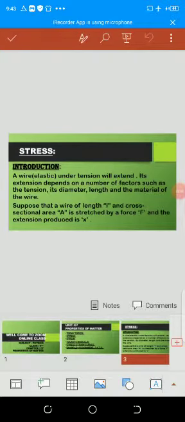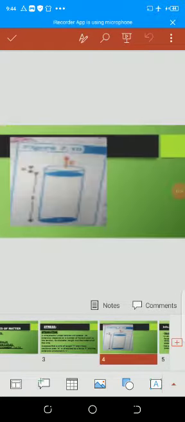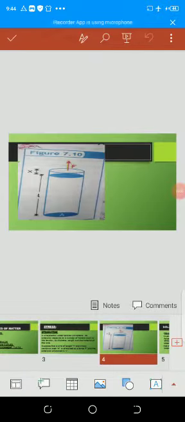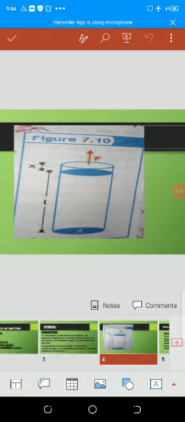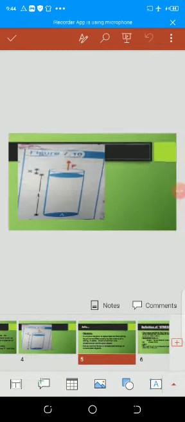Suppose that a wire of length L and cross-sectional area A is stretched by a force F and the extension produced is X. Look at this diagram, figure 10.7.10. It shows the force, the extension X, and the cross-sectional area.